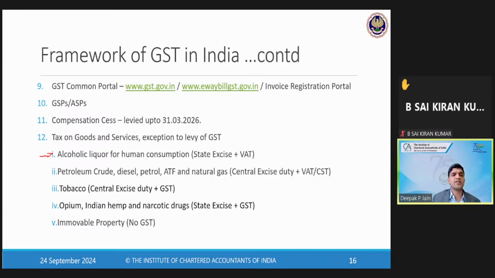What purpose is compensation cess used for? As Ramya suggests, it's a compensation for the loss of revenue to the government. That compensation cess is levied and it is going to that respective state.